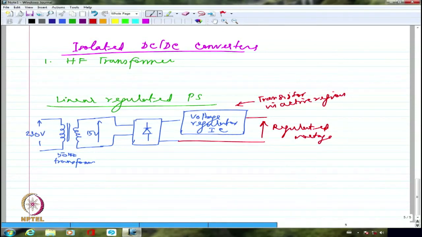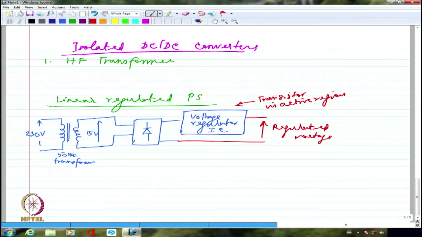The voltage regulator is supposed to maintain the output voltage constant irrespective of any supply voltage variation, because understand that this is not always 230 volts, although we say it is 230 volts. It may be 180 at some point, it can be 260 at some point. So what I get as the voltage here is unregulated. So we regulate this with the help of this voltage regulator IC.